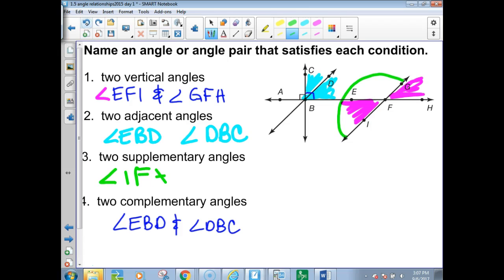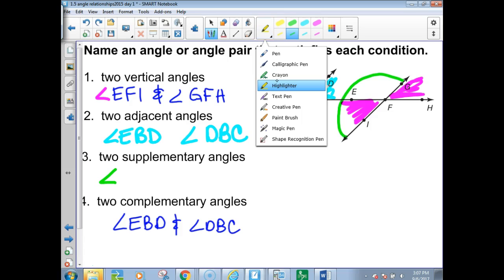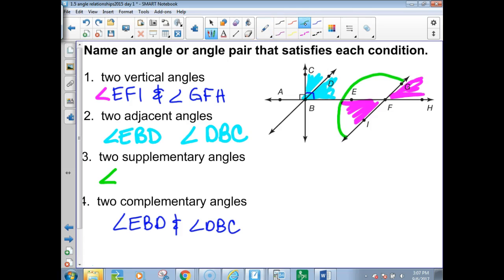I hate that thing. All right, let me get rid of it. Get something that writes better. My highlighters don't like to do that. All right, angle IFE and angle EFG.